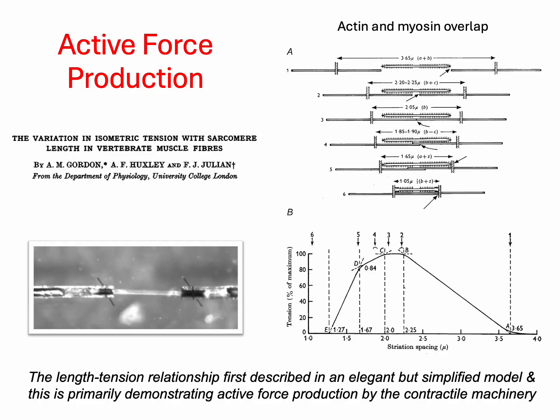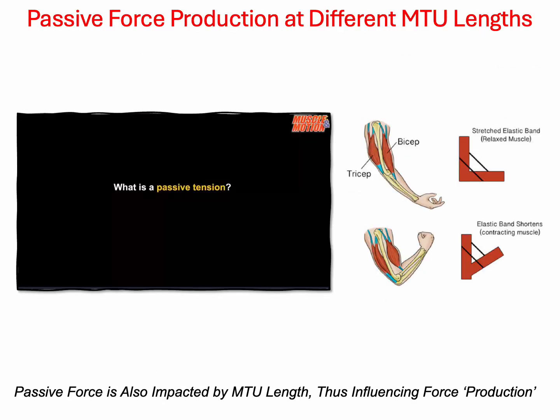And so again, the length-tension relationship was first observed in preps like this. It is elegant, but it's oversimplified. No doubt, though, that when we change joint position and change the length of a muscle tendon unit, the position of the sarcomeres and the overlap of the actin and myosin definitely contribute to the ability of the MTU to generate force actively. So that is one reason why we saw the relationship across the knee like we did earlier.